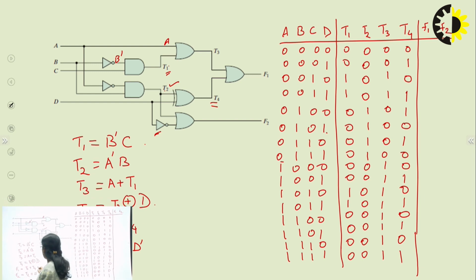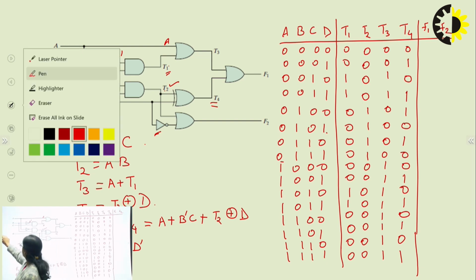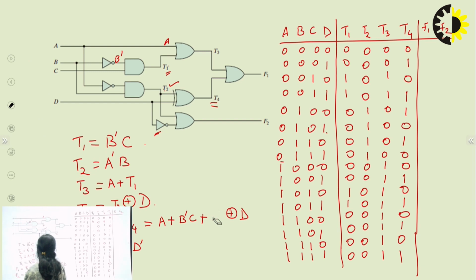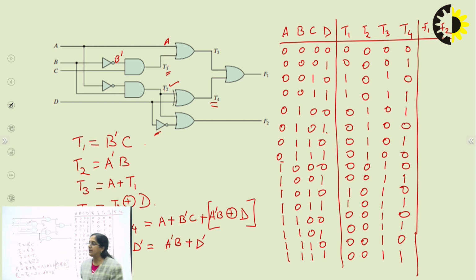So here we will place our value A ORing with B dash, C ORing with T2, XORing with D. Here T2 is A dash B, so I will substitute the value of A dash B here. Similarly, it will be A dash B ORing with D dash. So we write the expression of F1 in terms of the input combination.